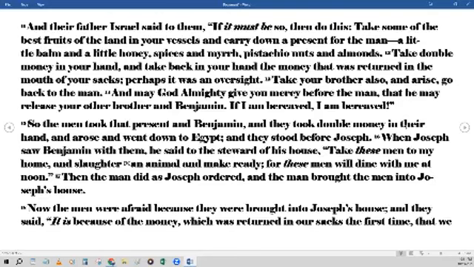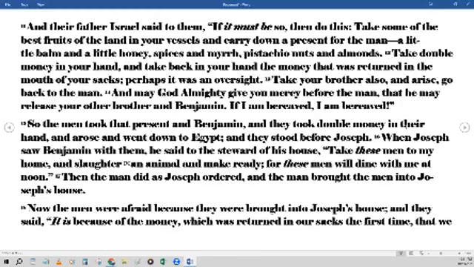Take your brother also and arise. Go back to the man, and may God Almighty give you mercy before the man, that he may release your other brother and Benjamin. If I am bereaved, I am bereaved. So the men took that present and Benjamin, and they took double money in their hand and arose and went down to Egypt.